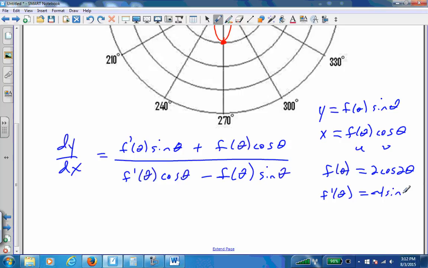Negative 4 sine 2 theta? Yep, because it's 2 times the derivative of cosine, which is negative sine, times the derivative of the inside. So 2 times 2 is 4, times the negative is negative 4 times sine 2 theta. Good. Y'all remember the chain rule.